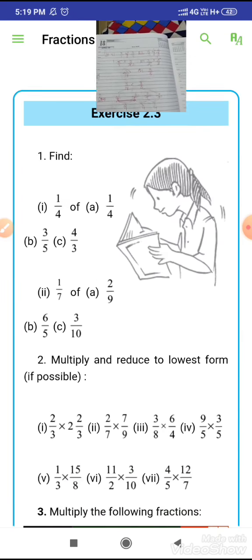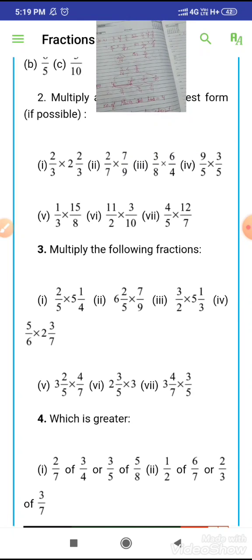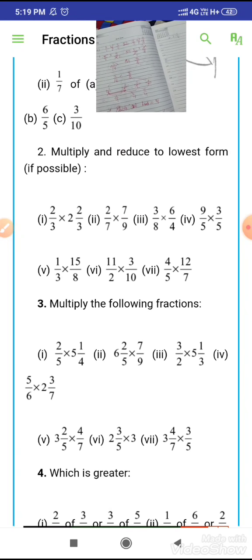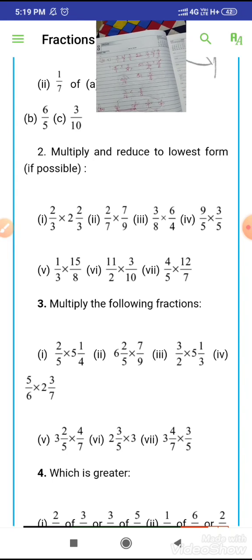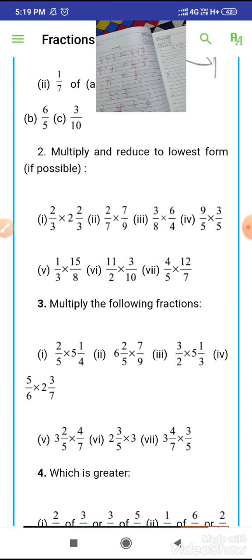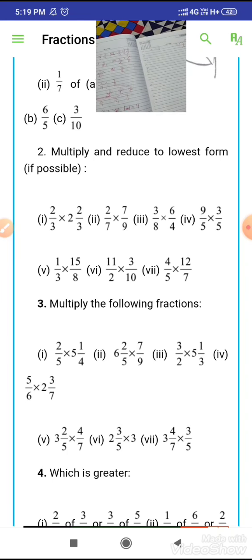Move to our next question, question number 4. Okay, students, the remaining part of the second question and the third question are the same, so you can solve these questions by yourself.